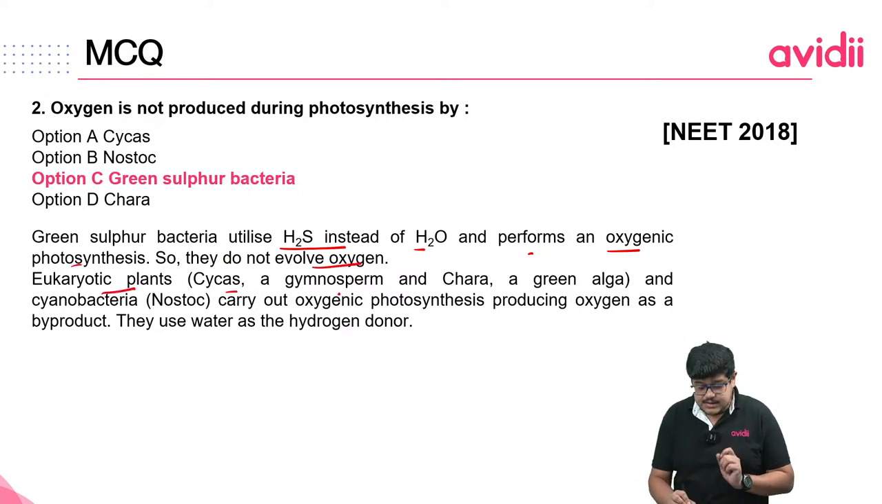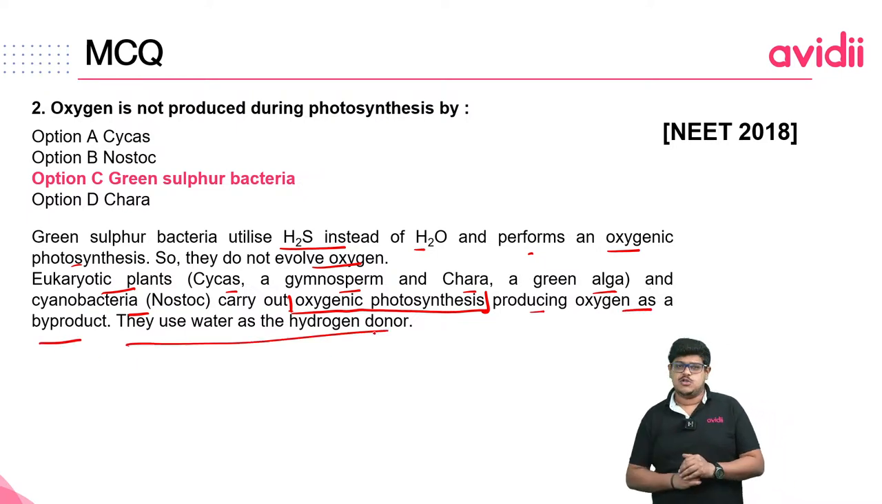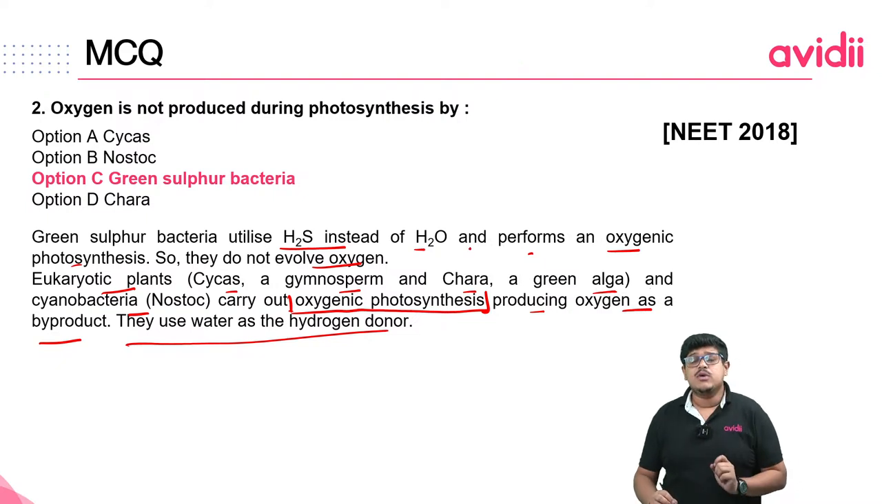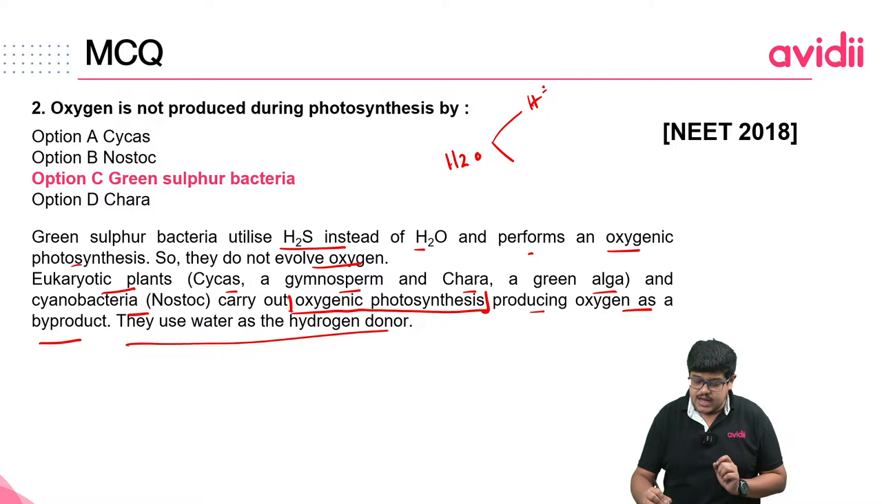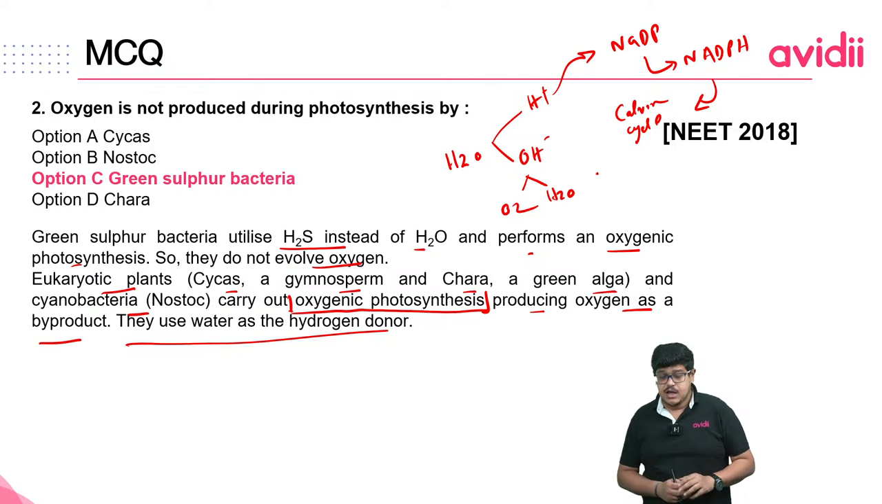Eukaryotic plants like cycas, gymnosperm, chara, a green algae and cyanobacteria carry out oxygenic photosynthesis, right, producing oxygen as a byproduct. They use water as a hydrogen donor. We know that in photosynthesis, why we are calling water as a hydrogen donor, because H2O breaks into H plus and OH minus ions. From here we get oxygen and water, and this H plus is utilized in NADP to convert it into NADPH, which takes part in your Calvin cycle along with your ATP getting converted to ADP, production of glucose.